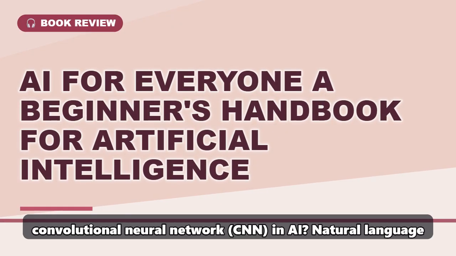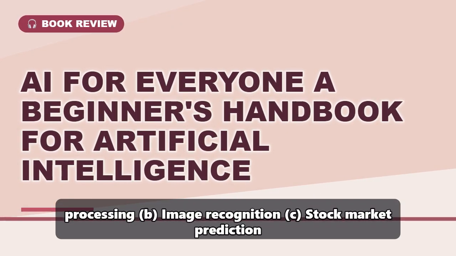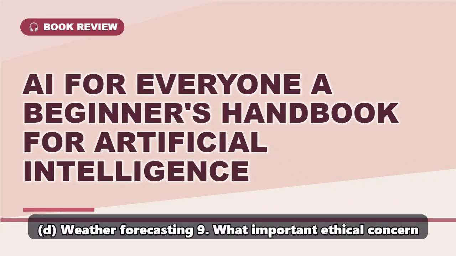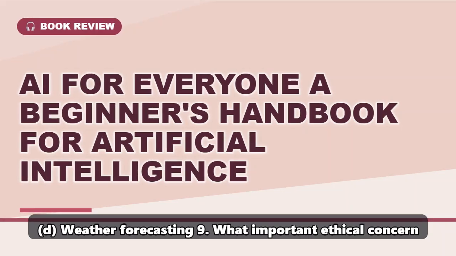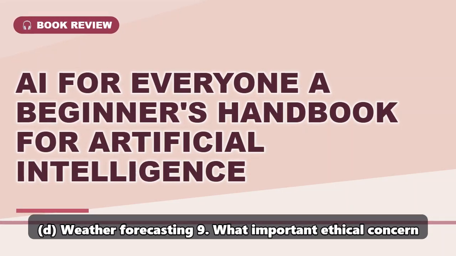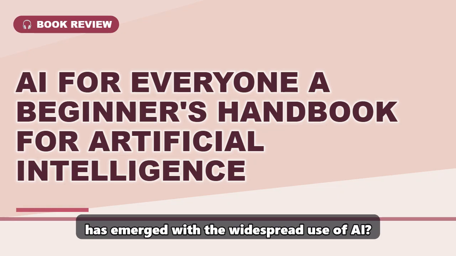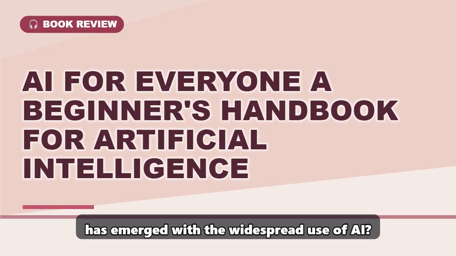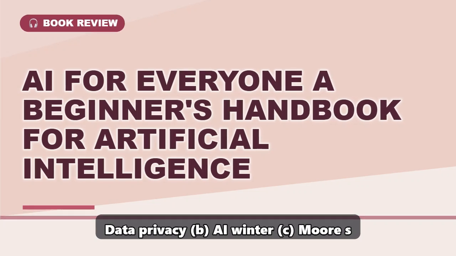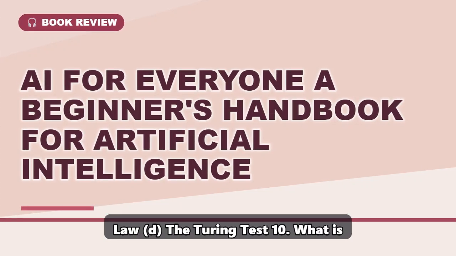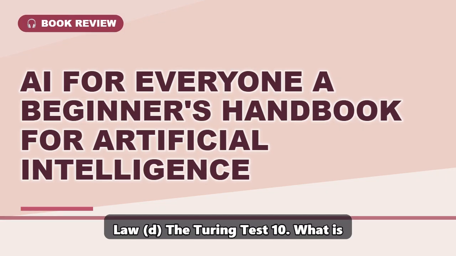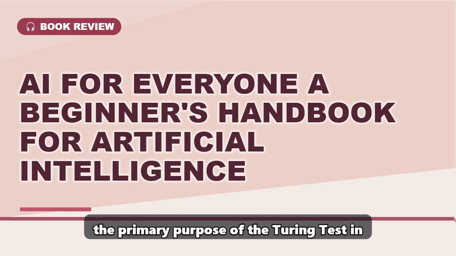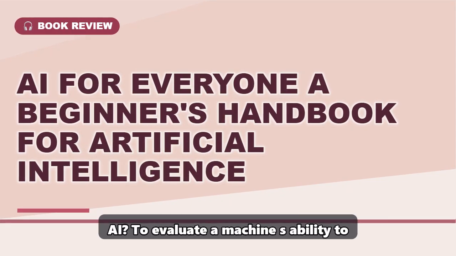GPT-3.8. What is the primary function of a convolutional neural network, CNN, in AI? A. Natural language processing. B. Image recognition. C. Stock market prediction. D. Weather forecasting. 9. What important ethical concern has emerged with the widespread use of AI? A. Data privacy. B. AI winter. C. Moore's law. D. The Turing test.